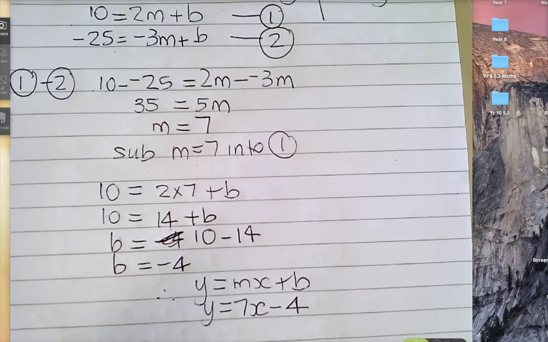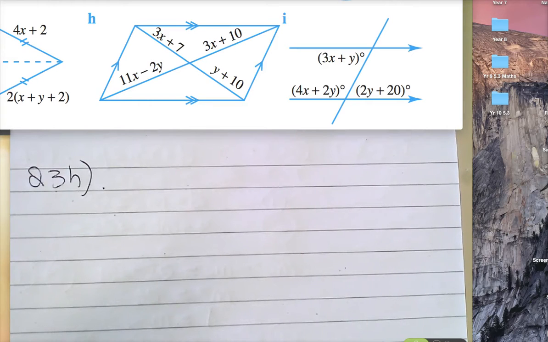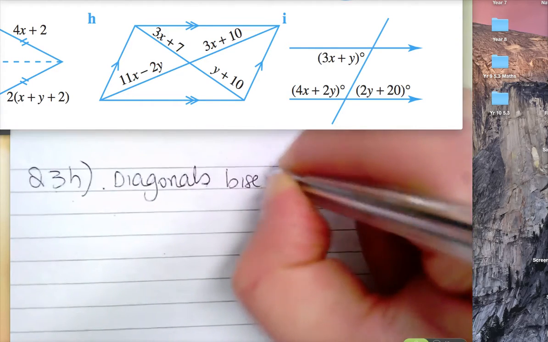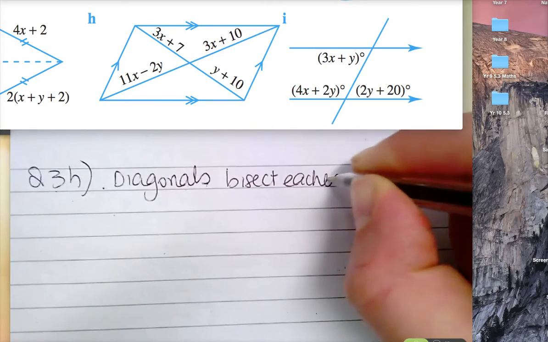Looking back at question 3, question 3H, you have to form 2 equations and then find the value of the pronumerals. Look at 3H, the diagram. What's the shape? It's a parallelogram. Give me some properties. Diagonals bisect each other. Not at right angles. Opposite sides parallel, opposite sides equal, but there's nothing about the opposite sides. Diagonals bisect each other.